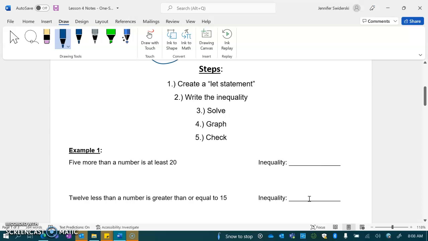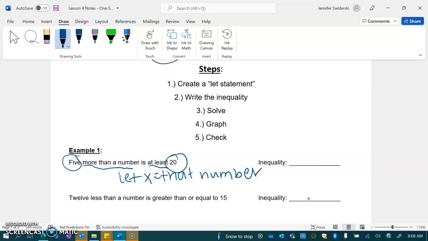So for example 1, all right, I circle my number. So I see the word 5. Okay, I underline my keywords, more than a number, is at least, another keyword, 20. Well, I'm going to go ahead, all right, I don't know what x is. So I'm going to say let x be that number. They don't want me to solve these. They just want me to write the inequality.